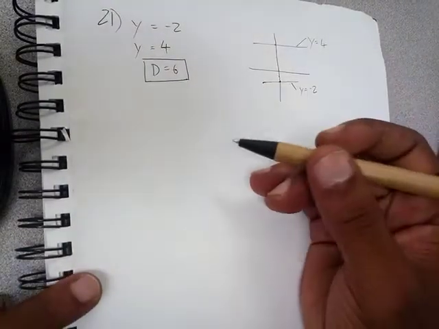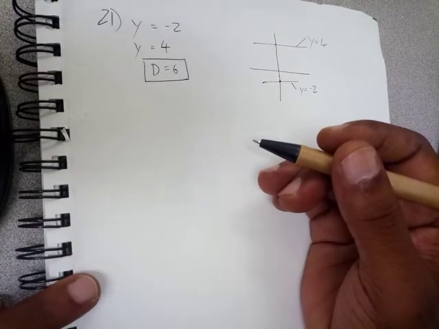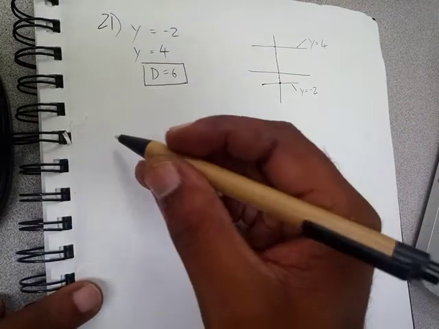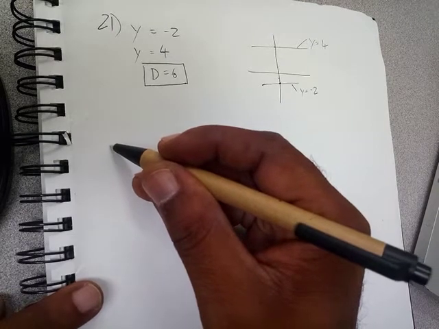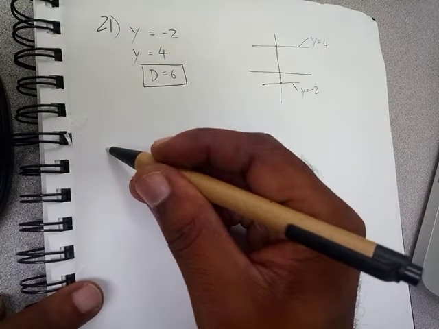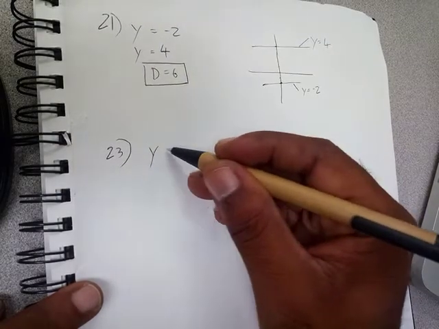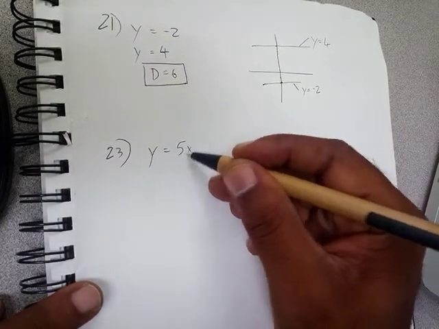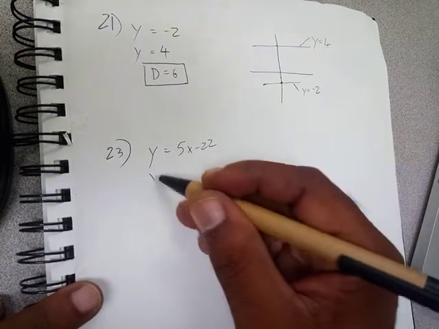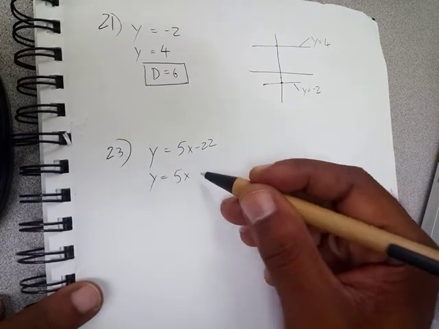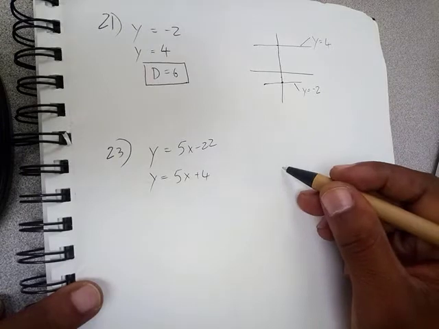Let's look at something a bit more difficult. Let's look at 23. 23 is more the type of problem that you're going to handle. 23 and 28. So 23, I have y is equal to 5x minus 22, and y is equal to 5x plus 4. Again, a quick sketch.